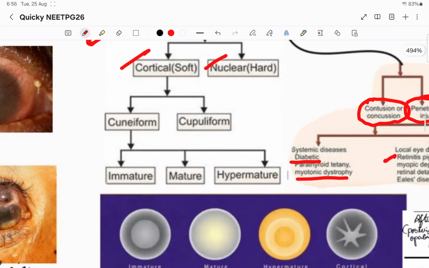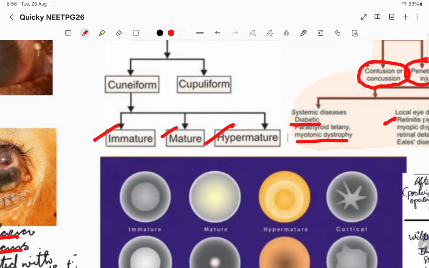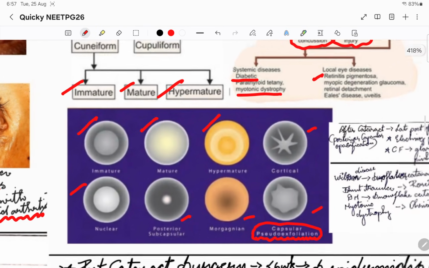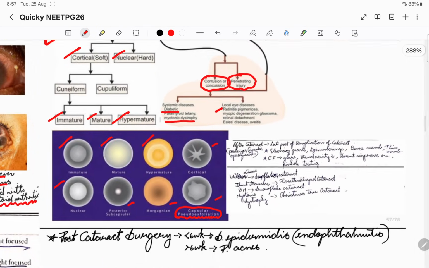Then we know immature, mature, and hypermature. This is exactly how it is going to look when we take a look at the eye. Immature will look like a halo, whereas mature will have a completely whitish pupil. Then hypermature will be a yellowish halo. The other ones are cortical, nuclear cataract, posterior subcapsular cataract. Please note these down. And pseudoexfoliation, please note this down. They have been asking this. This is how it is going to look.